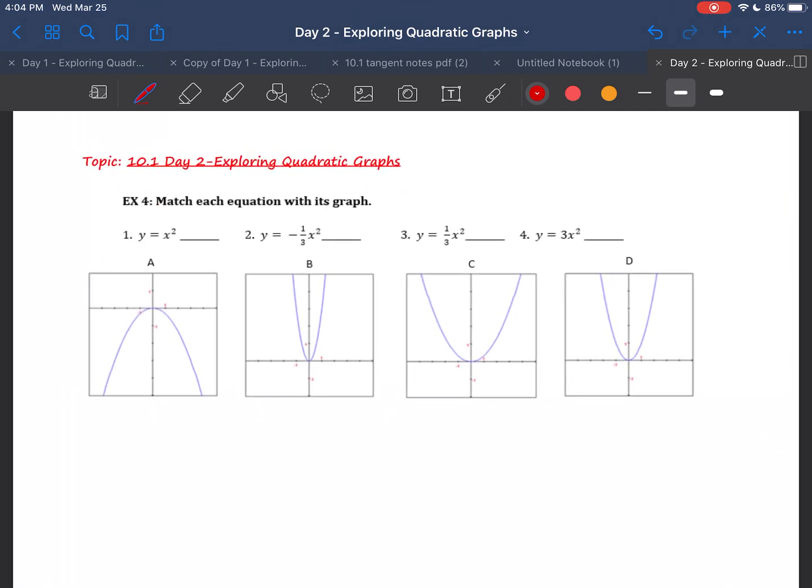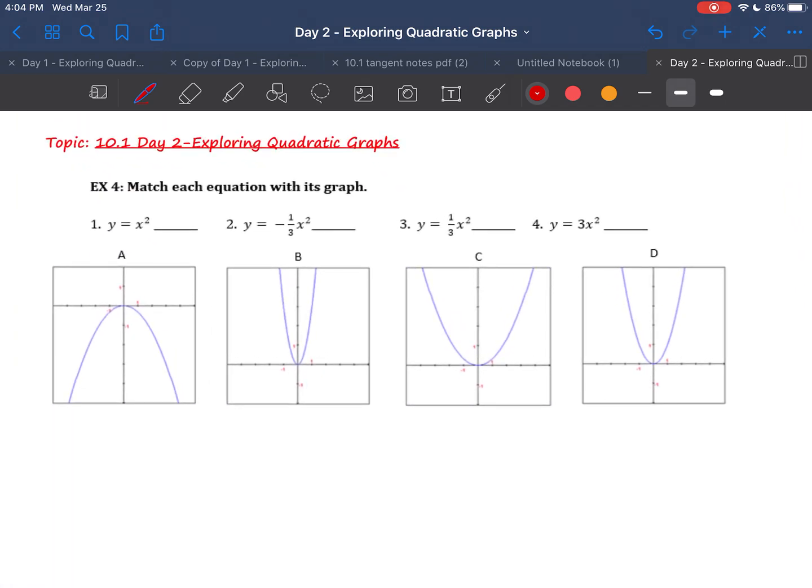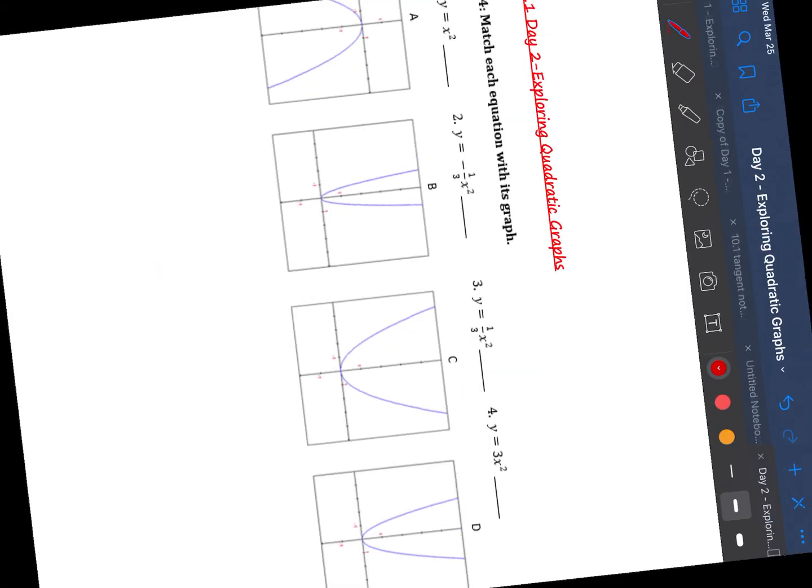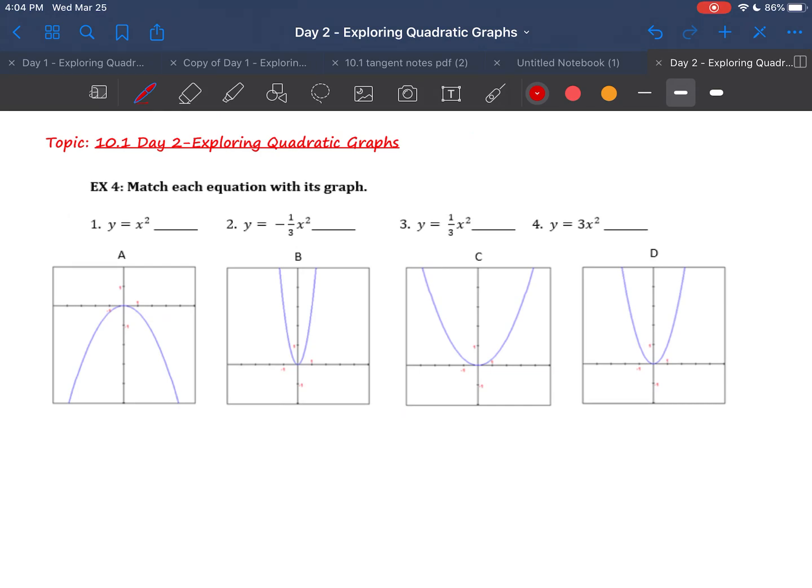If we look at this first example here, we are trying to match each equation with its graph. When you do this, I want you to think about those properties that we talked about and looked at yesterday with respect to how wide or narrow a graph is and whether it opens up or down. So when we look at these four pictures and try to determine which is which, I'm going to start with number one, with this equation.